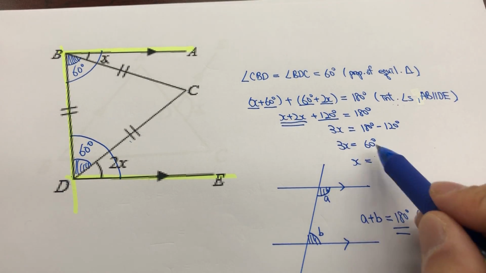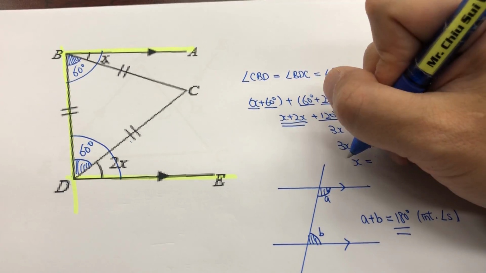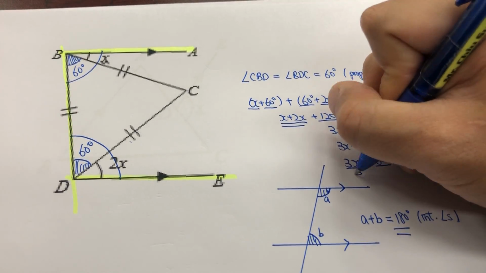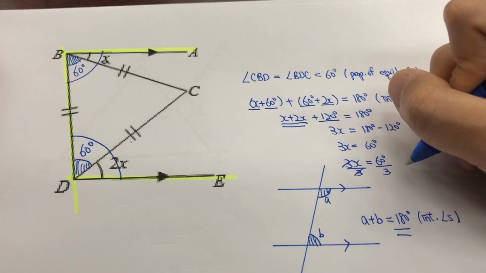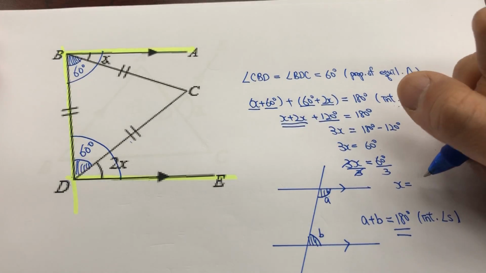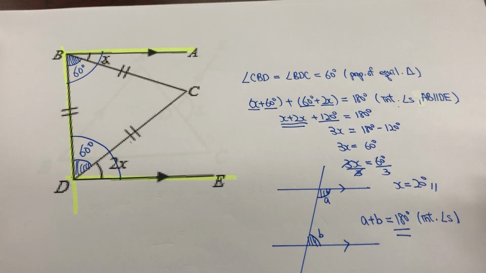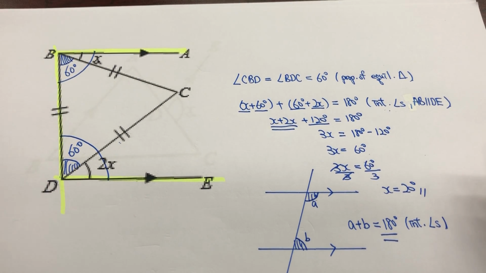Because we divided both sides by 3, so that we could tell what is the value of x. 60 divided by 3 becomes 20, 20 degrees. This is the value of x. Okay?